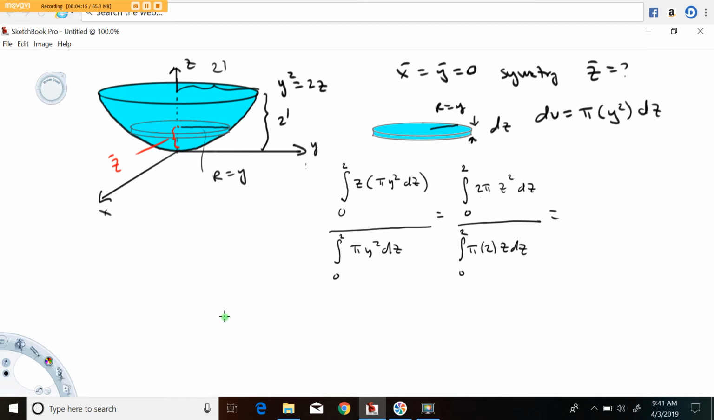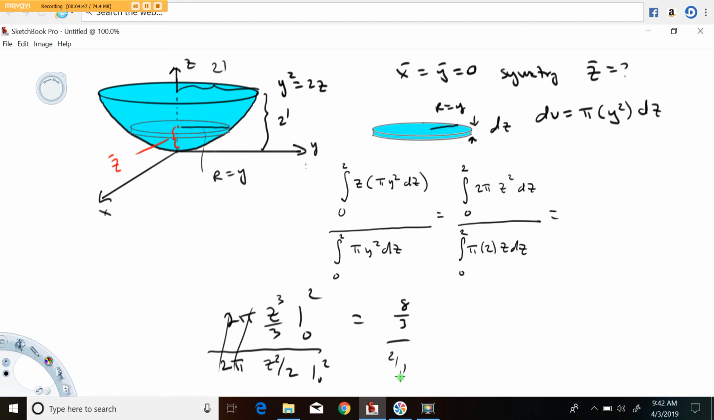All right, top integral now, we're going to have 2 pi, and the antiderivative of z squared is z to the third over 3, and that's going to run 0 to 2. In the bottom, this is going to be 2 pi, and that's going to integrate to z squared over 2, evaluated 0 to 2. These will factor and reduce, so that's going to be 8/3 up top, and what is that, 4 over 2, 2 over 1 in the bottom. So it looks like 4/3, 4/3 feet.